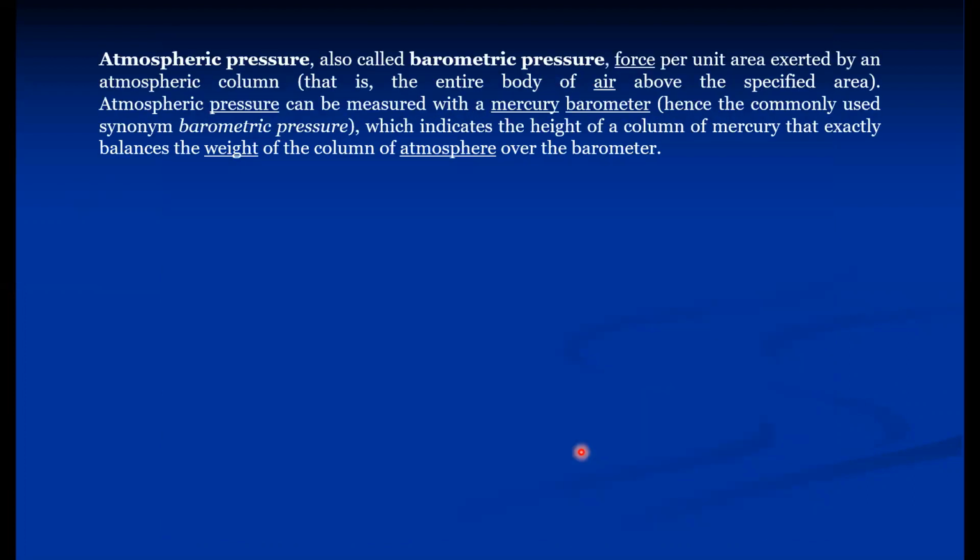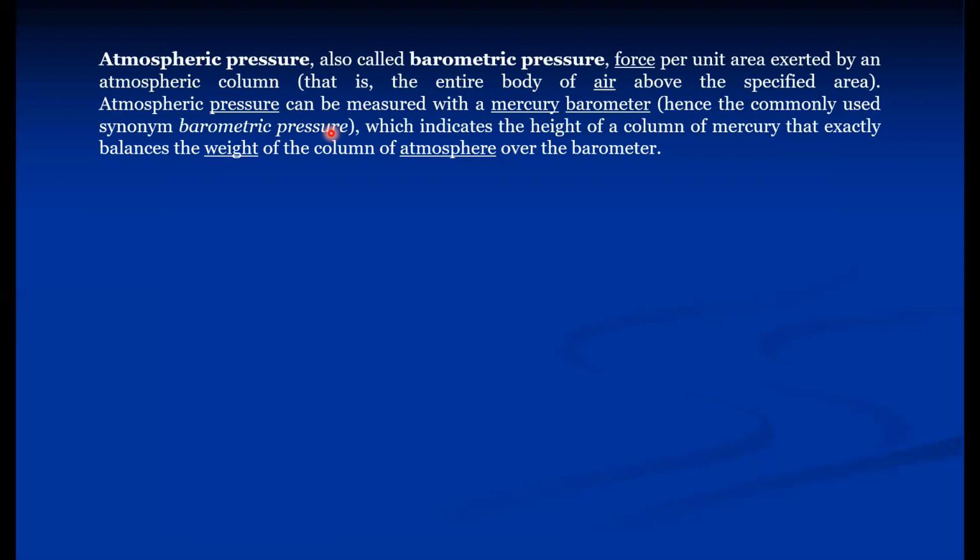So the most important, the first terminology, is atmospheric pressure. Atmospheric pressure is also called the barometric pressure. It is the pressure exerted by the envelope of atmosphere, or the force per unit area exerted by an atmospheric column. The atmospheric column is the entire body of air above the specified area. The atmospheric pressure can be measured with a mercury barometer, and that's why it is called barometric pressure, which indicates the height of the column of mercury that exactly balances the weight of the column of atmosphere over the barometer.